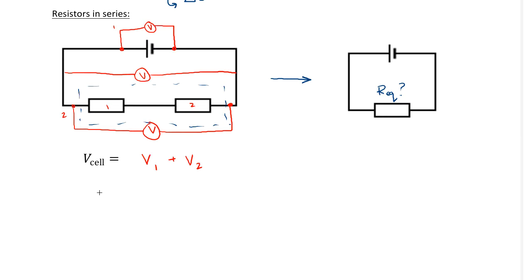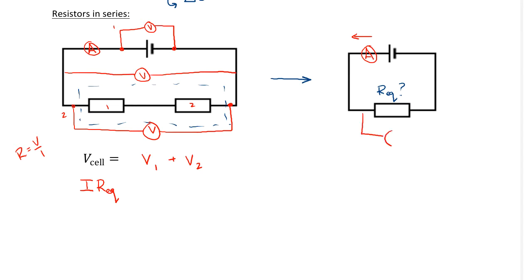We also know from our definition of resistance, by rearranging R is equal to V over I, we can get V cell is equal to the total current out of the cell. In other words, if I put an ammeter there, what's that total current? Multiplied by the equivalent resistance. Now, why multiplied by the equivalent resistance? Because remember, what I'm trying to do is find an equivalent resistor such that the cell doesn't know, can't tell the difference between this situation and this situation. So the current passing out of the cell is the same in this case and in this case.